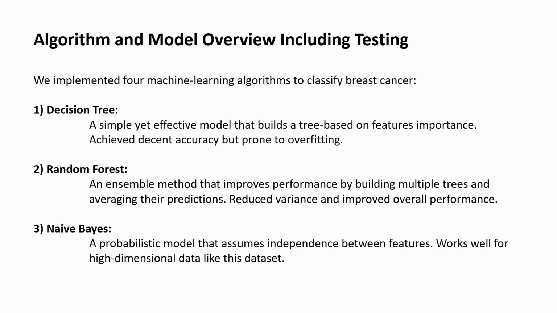Decision trees are a simple yet effective model that builds a tree based on feature importance, achieved decent accuracy but prone to overfitting. Random forest, an ensemble method, improves performance by building multiple trees and averaging their predictions, reduced variance, and improved overall performance. Naive Bayes, a probabilistic model that assumes independence between the features, works well for high-dimensional data like these datasets. Moving on to next.